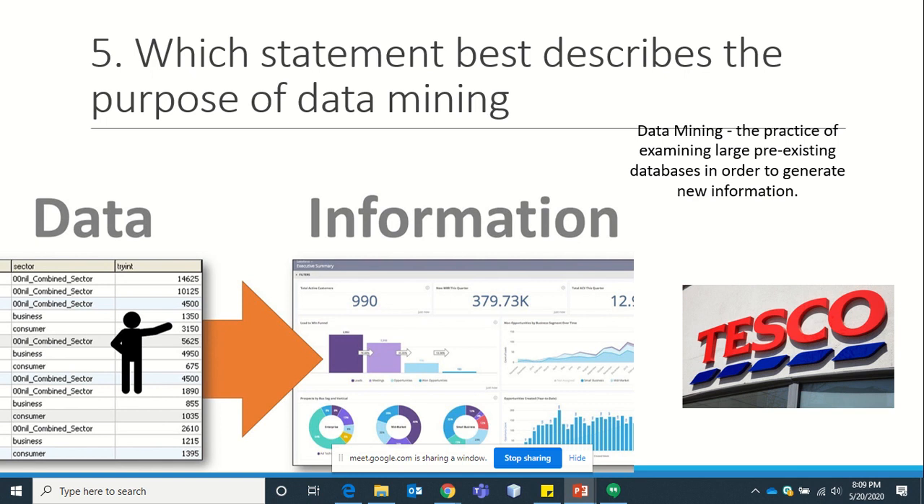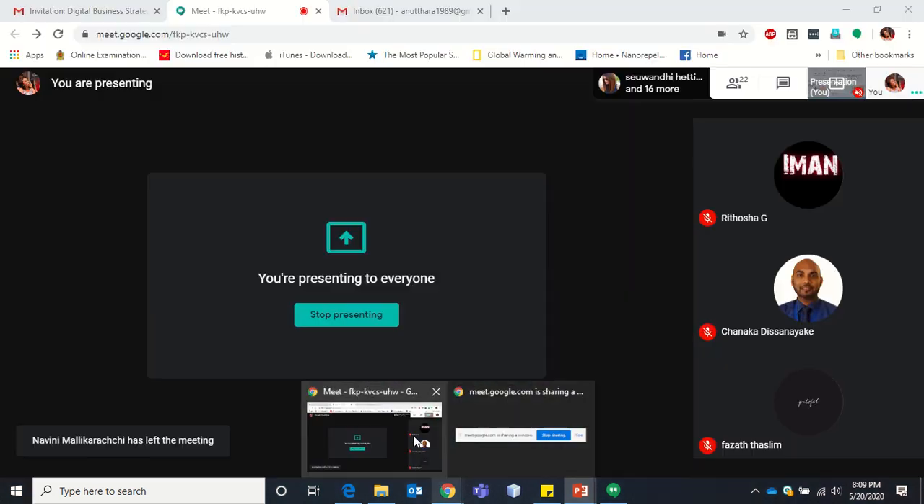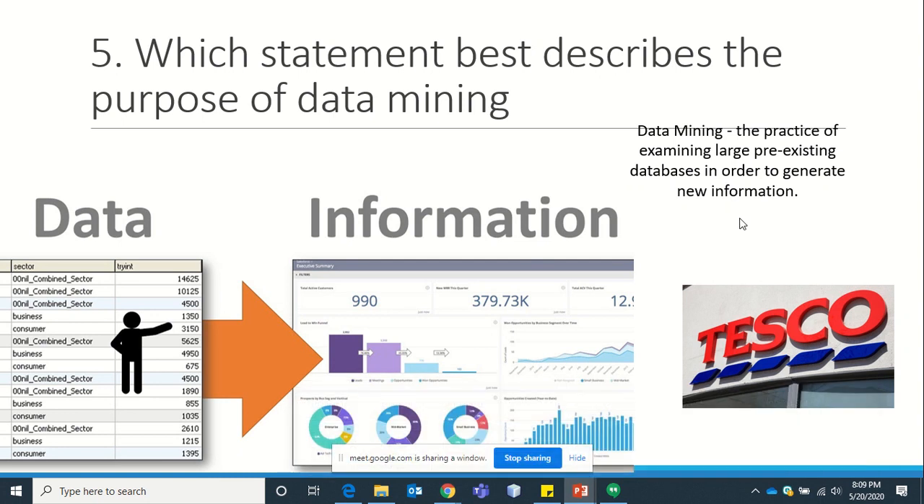That's how organizations are using their collected data. This is called data mining, and this is the newest trend that we have in IT in this era. Earlier it was cyber security, now it's data mining. So any questions? And remember why we are using data mining. It's about generating new information from the existing information.